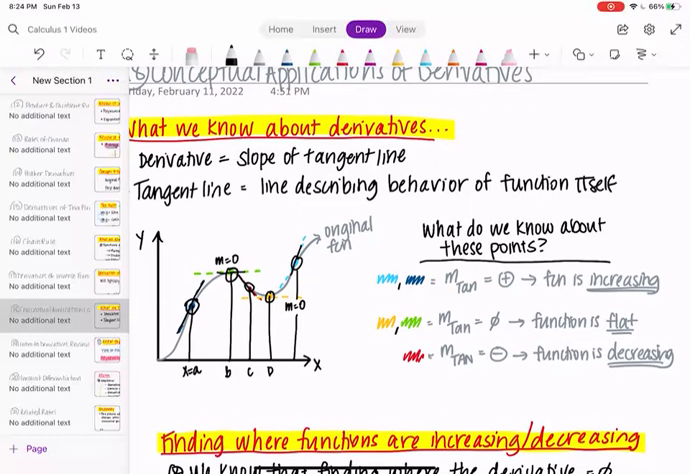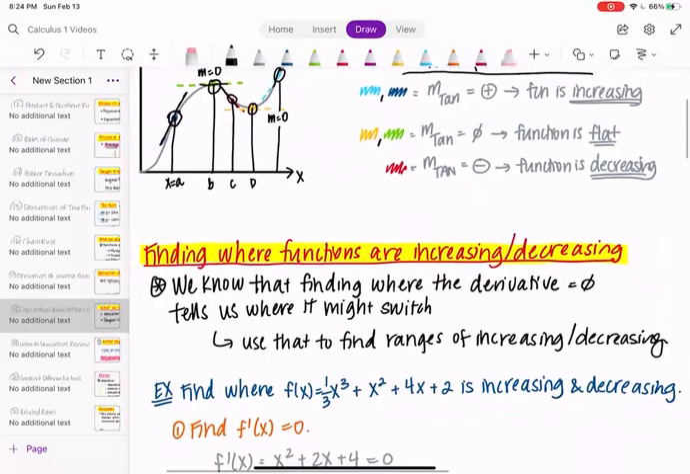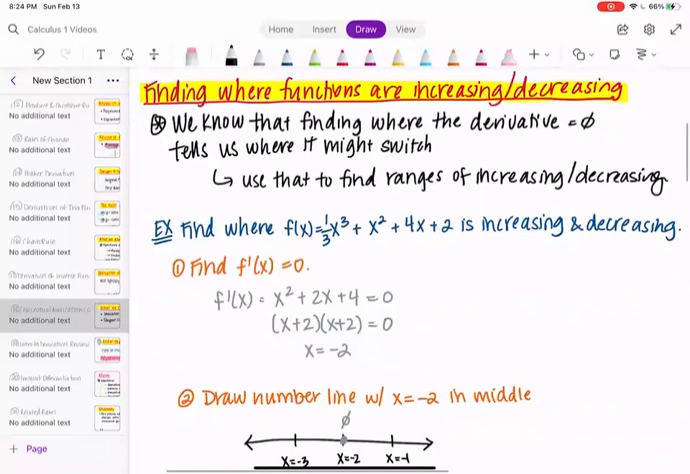So basically, I don't necessarily want to draw the graph every single time I want to find out where a function is increasing or decreasing. But what I can do is use the derivative to know that. If the question is asking you to find a range of values where the function is increasing or decreasing, or sometimes it asks you for both, we'll work through an example on how to do that. Basically, we're going to take advantage of the principle that when the derivative is 0, the function is flat, which means that sometimes that could indicate that it's transitioning from increasing to decreasing.